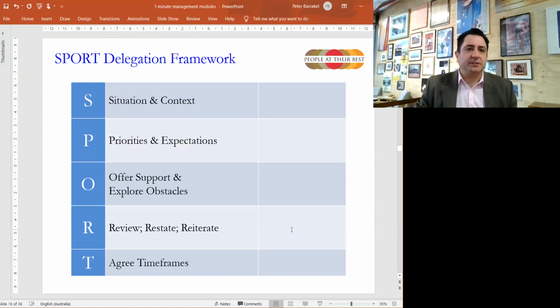The fourth step, of course, is around timeframes. So setting timeframes is the T, and making sure that you build time in for checking and for revising.